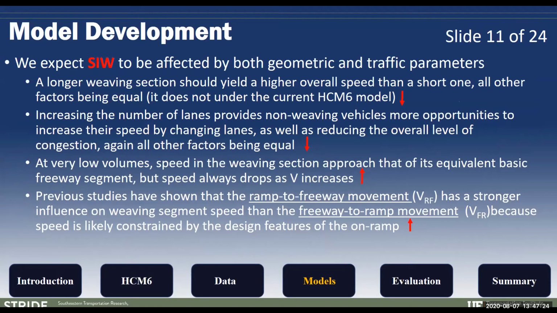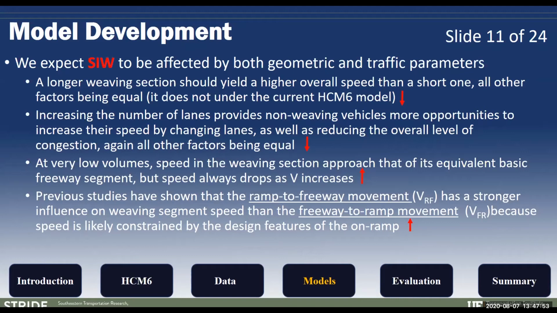In other words, we would expect SIW to go down. Makes sense. So that's the down arrow that you see here. Again, if you have more lanes, everything else being the same, you would expect that the higher the number of lanes, the easier it is to change lanes, and therefore we would also expect that the speed will increase or SIW will decrease.